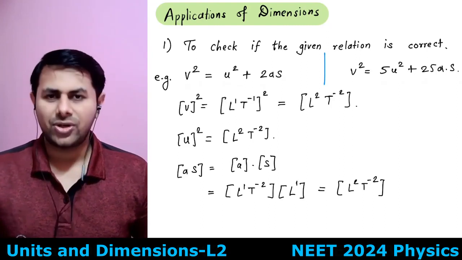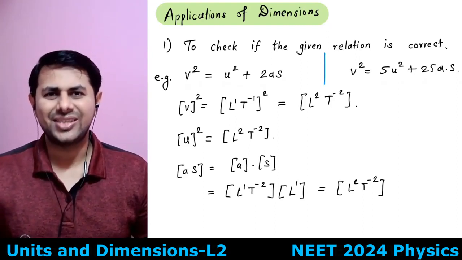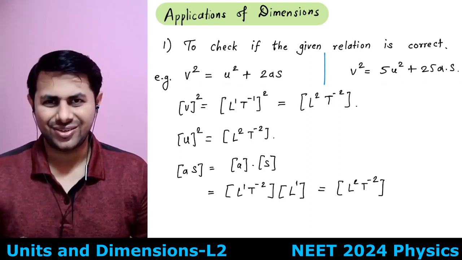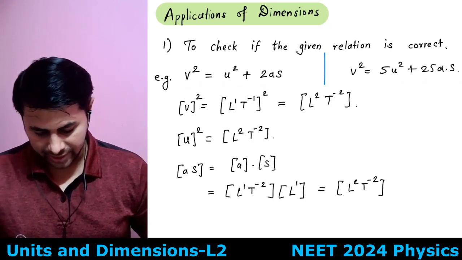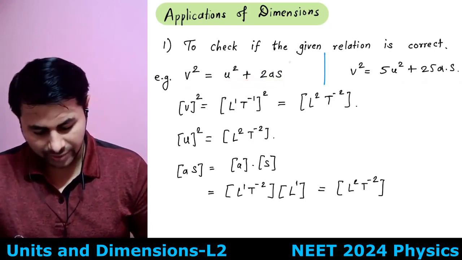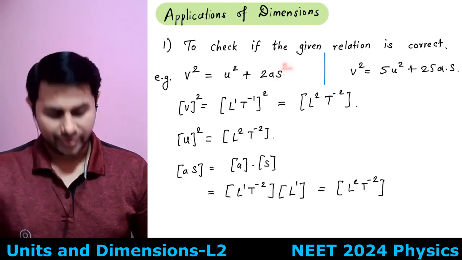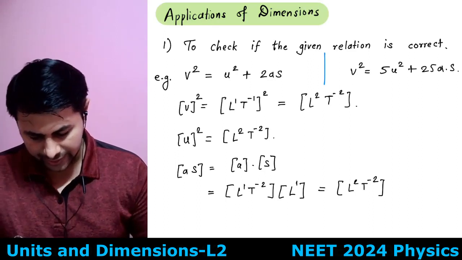But one thing is sure: if the dimensions don't match, then the equation is definitely wrong. Let's say in place of u square plus 2 times a into s, I have 2 times a multiplied by s square. Let's do that. Let's add a page.